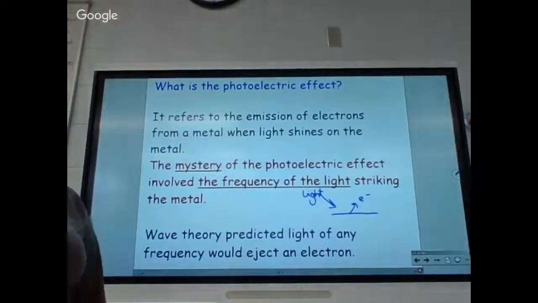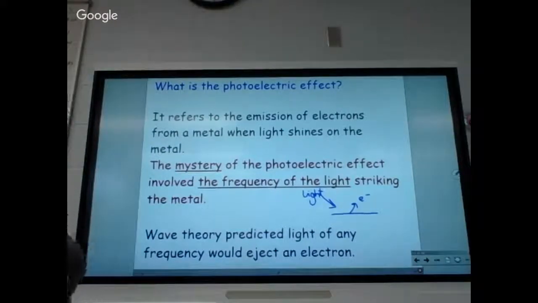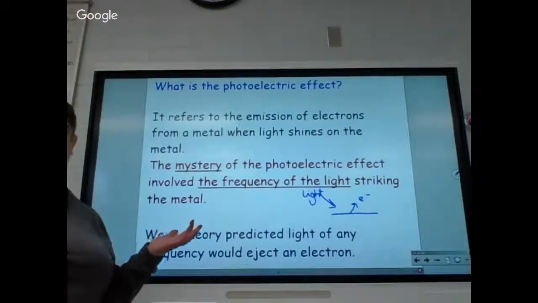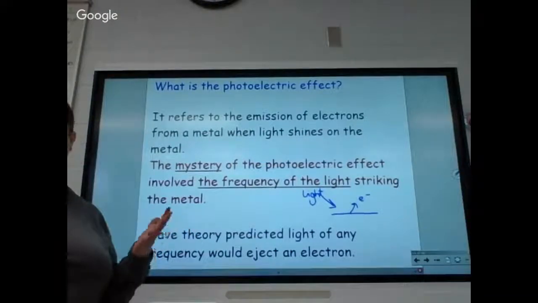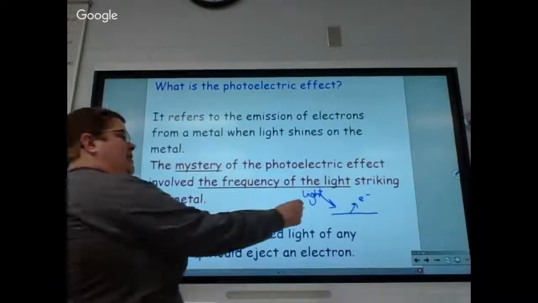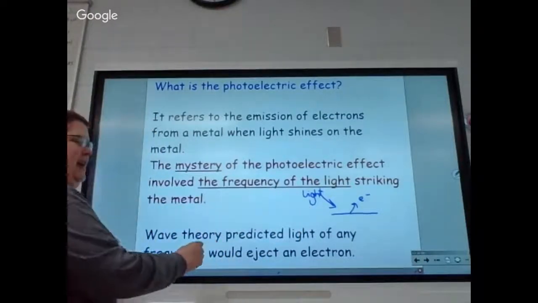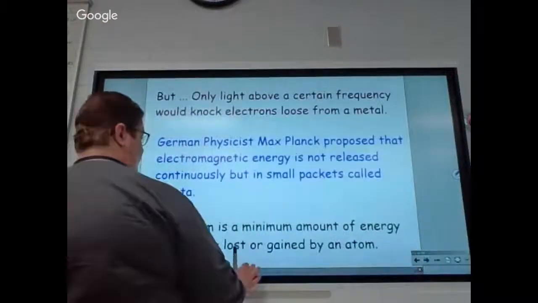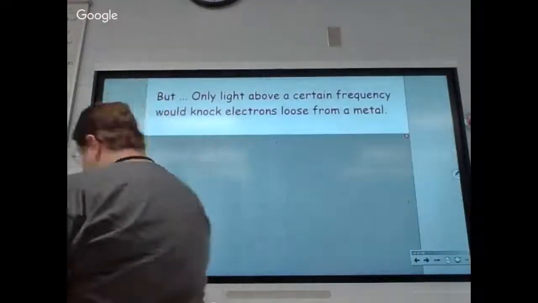Scientists were bright enough to say, that seems odd. But according to wave theory, it should work that way. So there has to be something else going on. So the whole conversation we're about to have for the next 20 to 30 minutes explains scientists coming up with a way to explain why this happens when wave theory says it shouldn't. So what's going on?